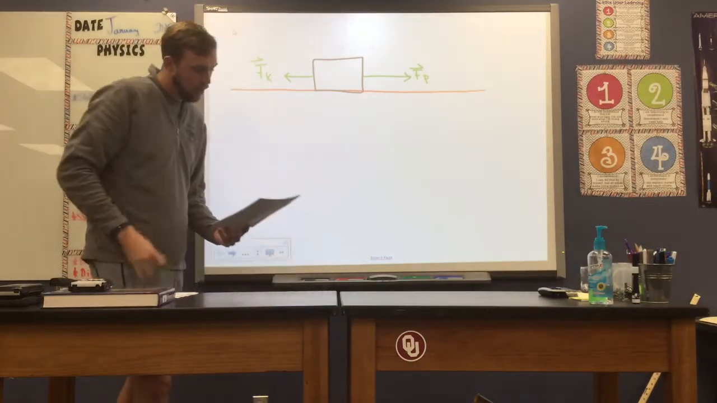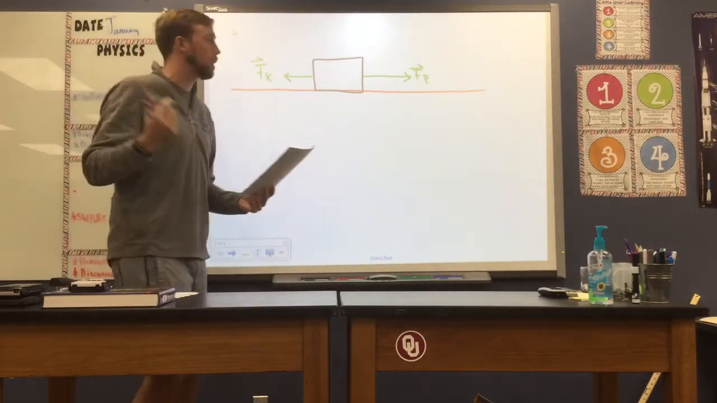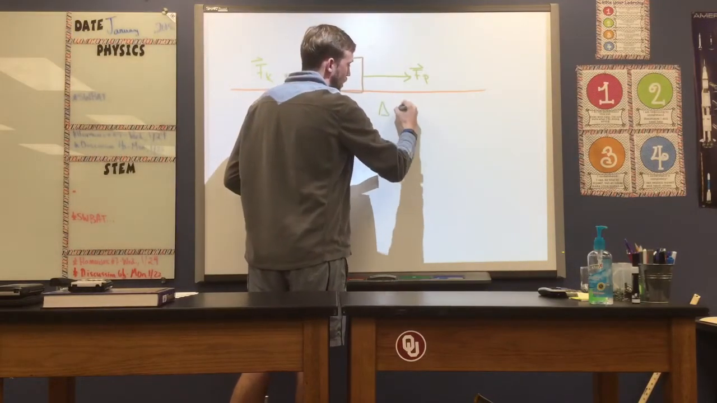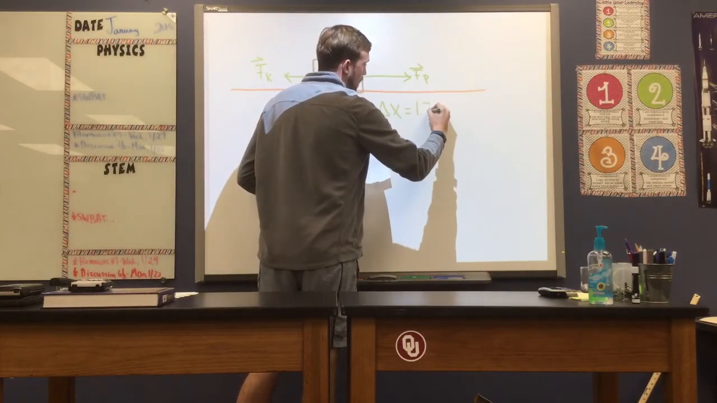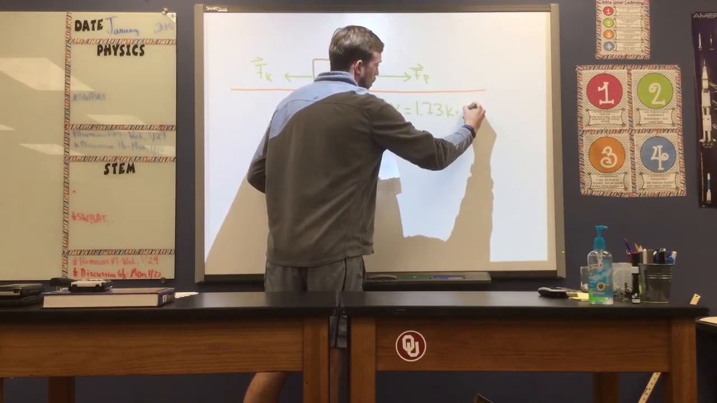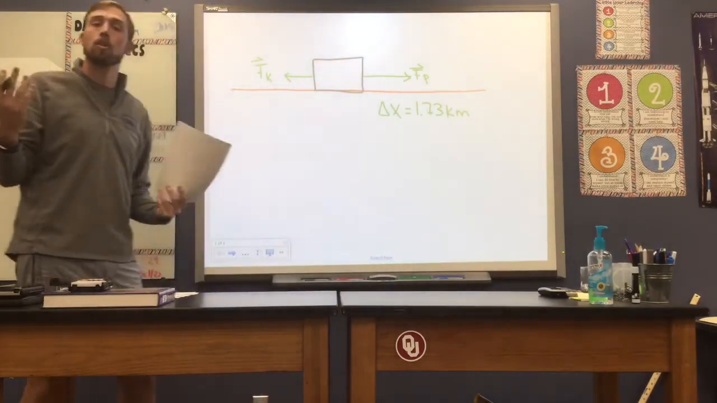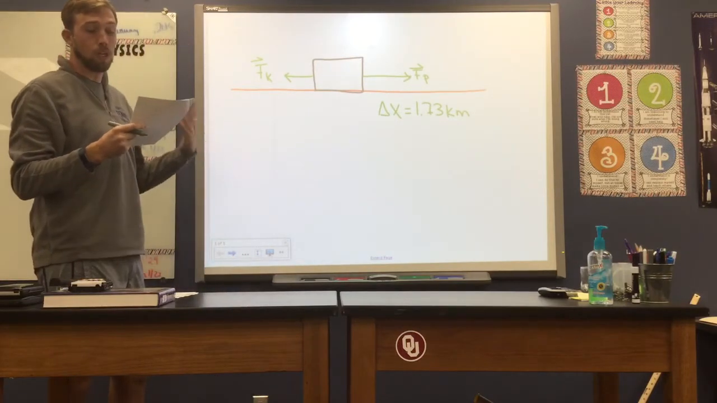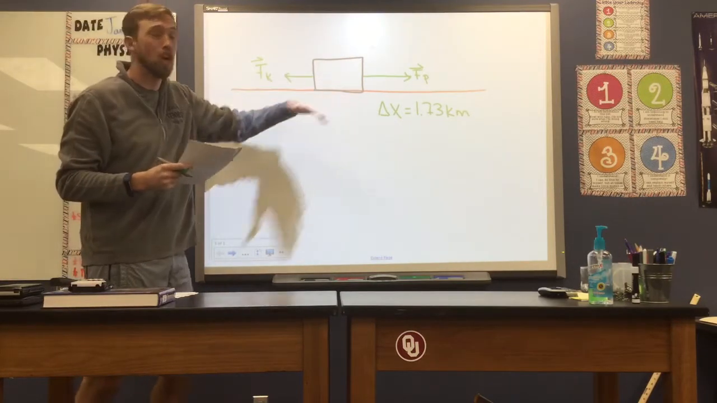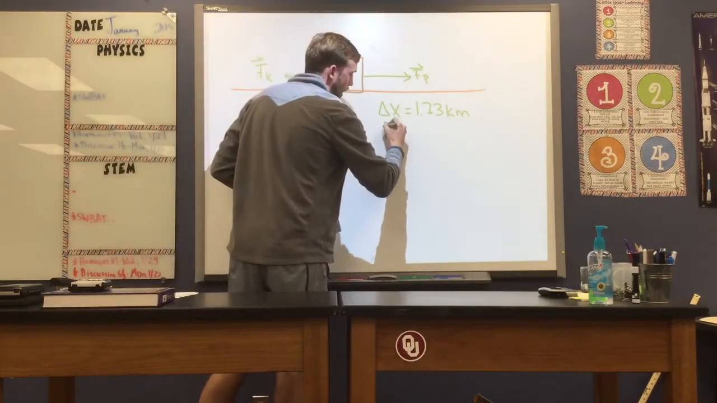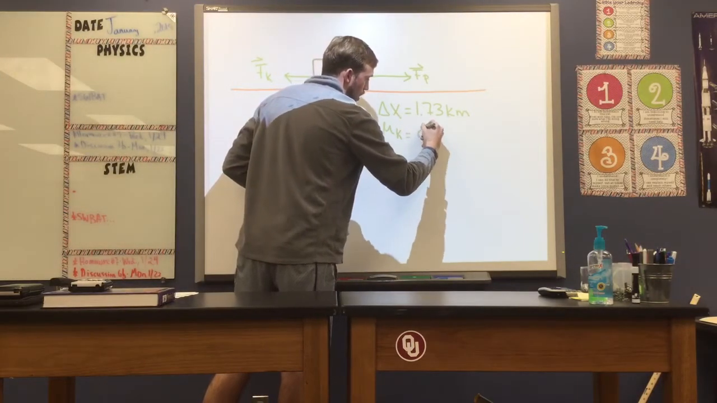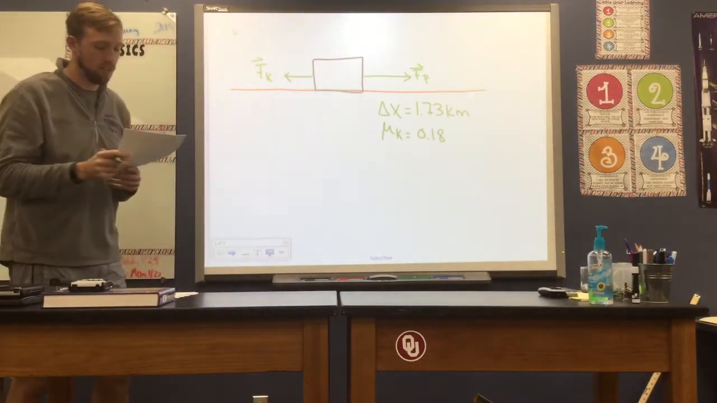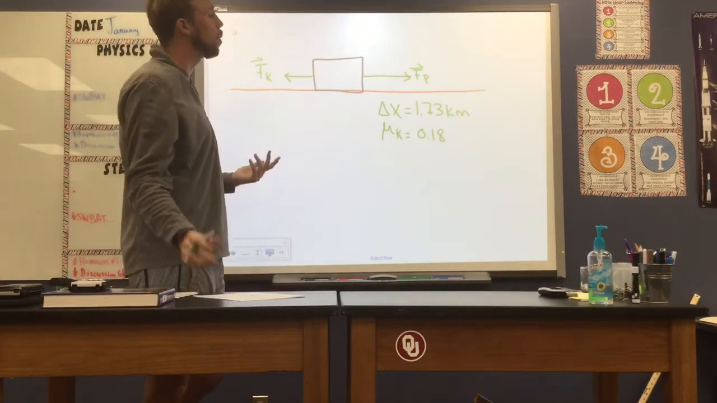Now we're asked, well, some things we're given. We're told that the dogs are going to pull the sled a distance, we'll say delta x, of 1.73 kilometers. And as you go about solving your problem, the numbers are going to look a little bit different, but the process will remain the same. We're also told the coefficient of friction between the sled and the snow is 0.18. I pause as if there would be a unit there, but there's not. My apologies.